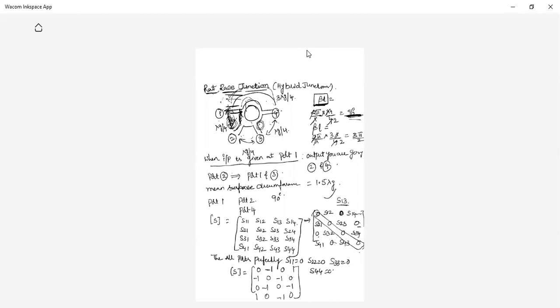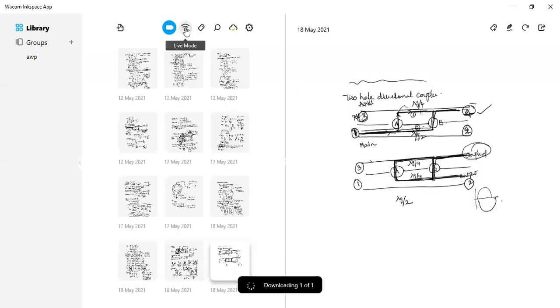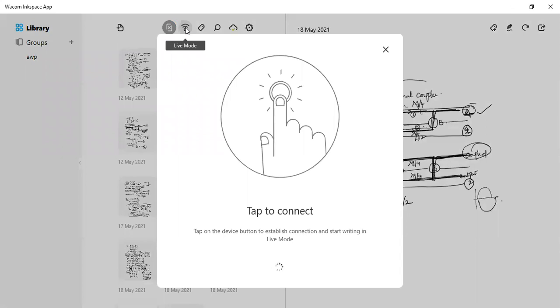Anybody having any doubts in rat race junction? Ma'am, clear, ma'am. Any other doubts? Is it clear? Shall I move to the next one? Yes, ma'am.